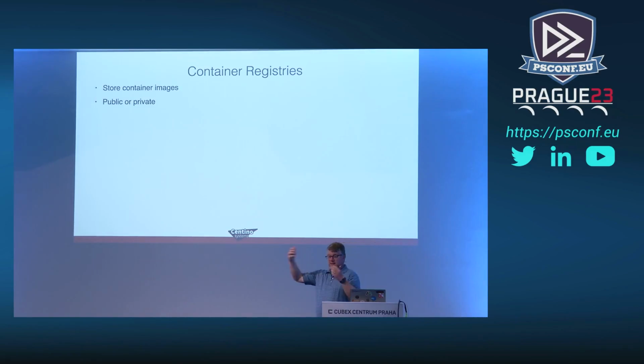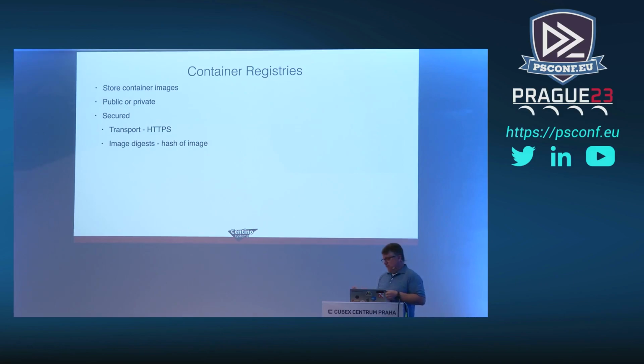Maybe you have a beta version that you want to release to a subset of customers, or you actually want to keep your application off of the wild internet from having people to access that. And they can be secured in a couple of ways. Obviously in transit, I want to have that encrypted. But more importantly, there's this thing called an image digest that is a SHA hash of the actual binary image.